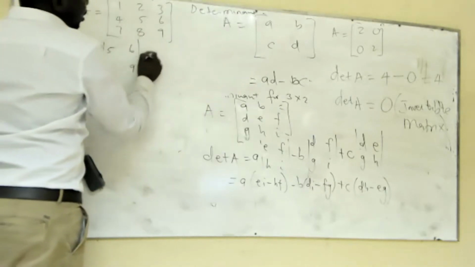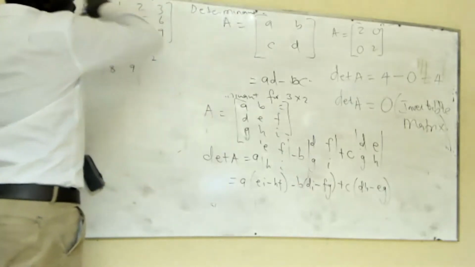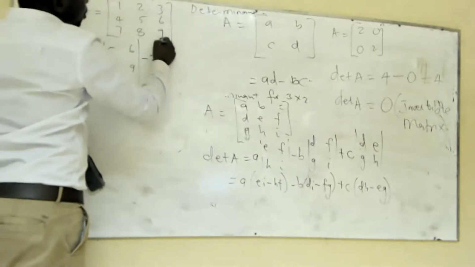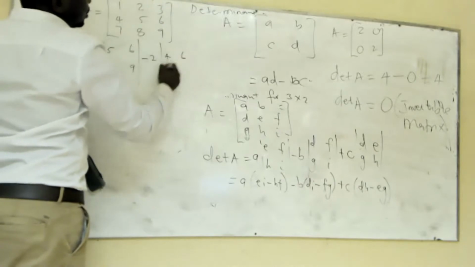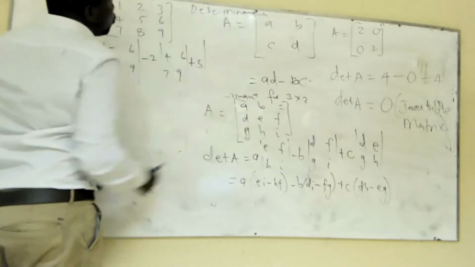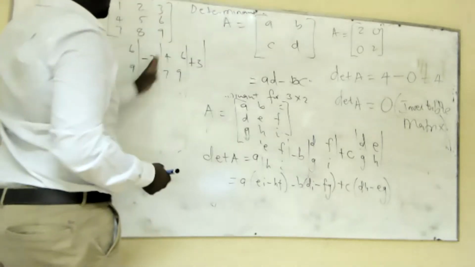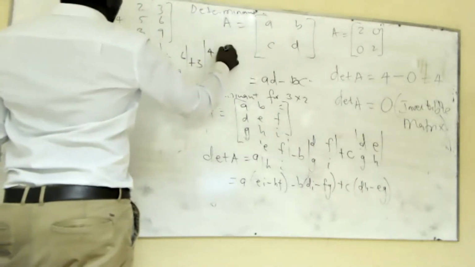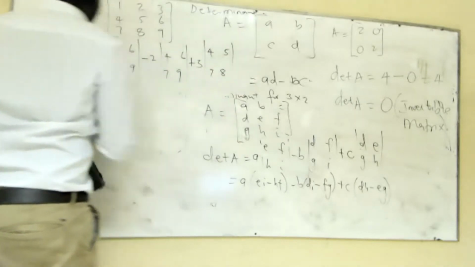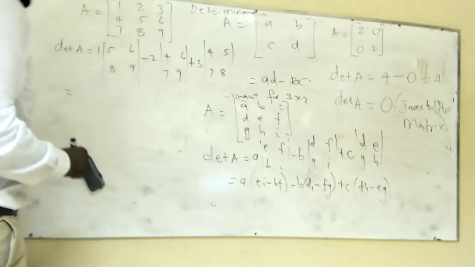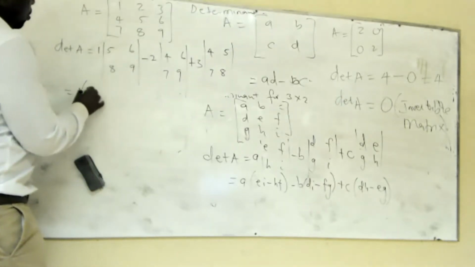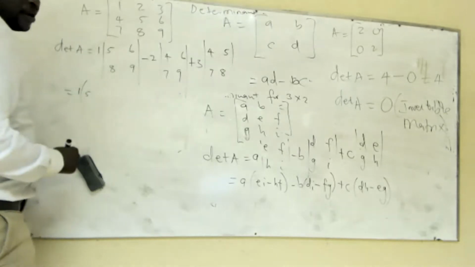The second one is going to be -2, and you hold the first row and the second column, which gives you 4, 6, 7, and 9. And then the third one is going to be 3. You hold the first row and the last column, and you will be left with 4, 5, 7, and 8. After having that, you are now left with multiplying the matrices.